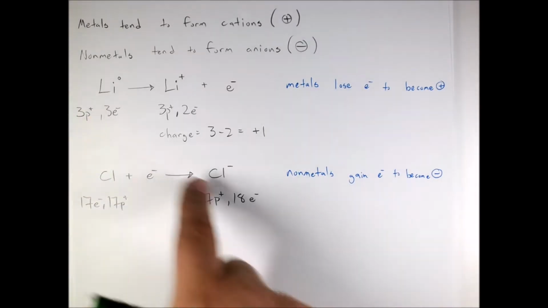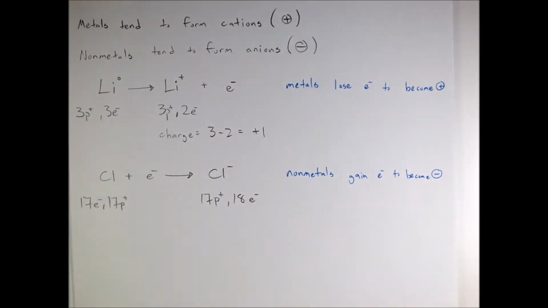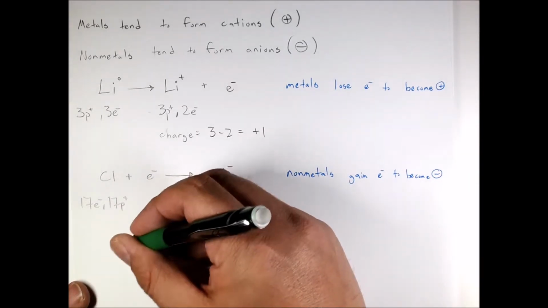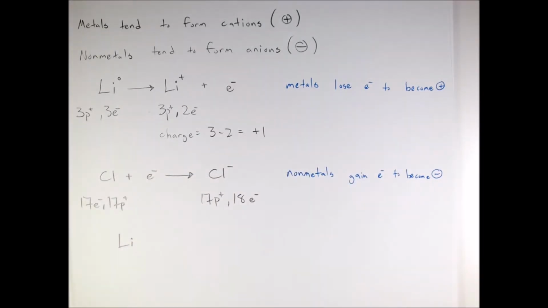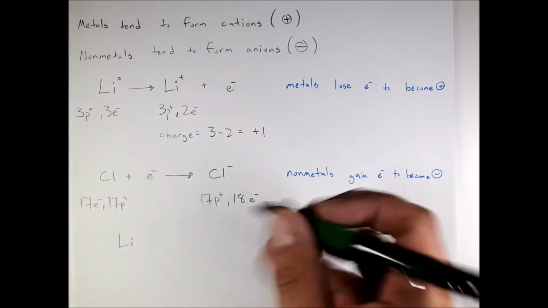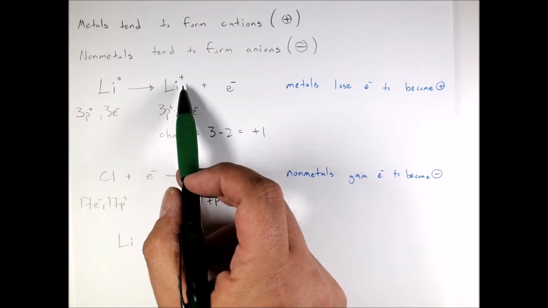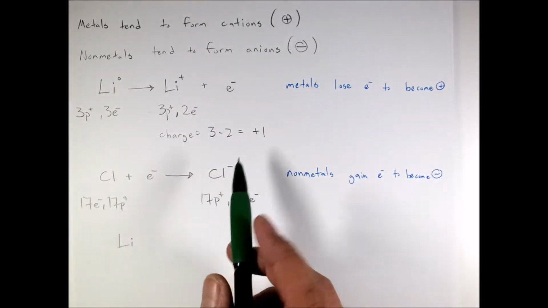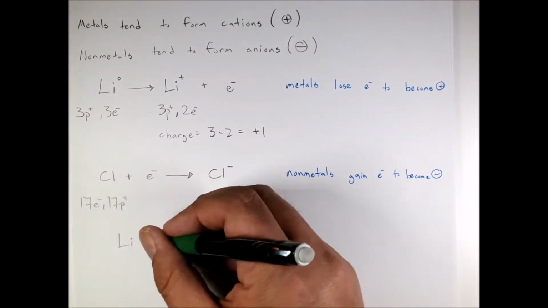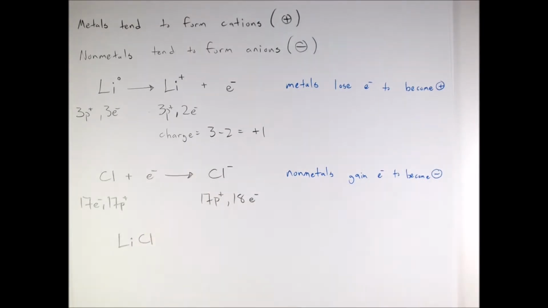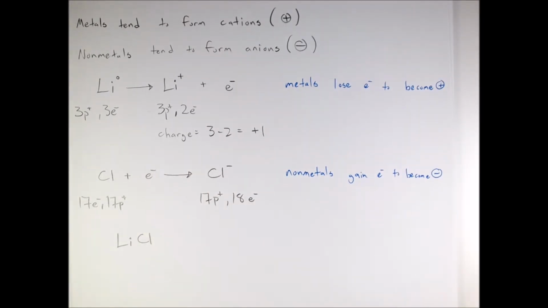So when putting these together, and keep in mind that this naming part here is technically chapter 5 if you're following along the book. The way that we put these together is you arrange them in a ratio where the overall charge is equal to 0. So if we have a +1 here and a -1, we essentially just need one of each, right? So LiCl.